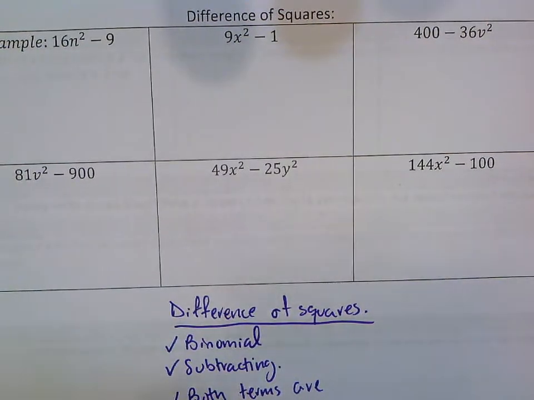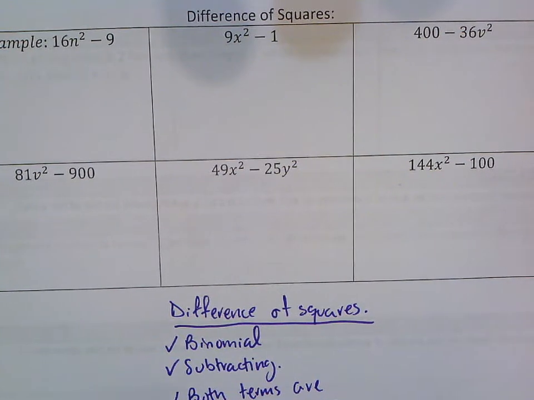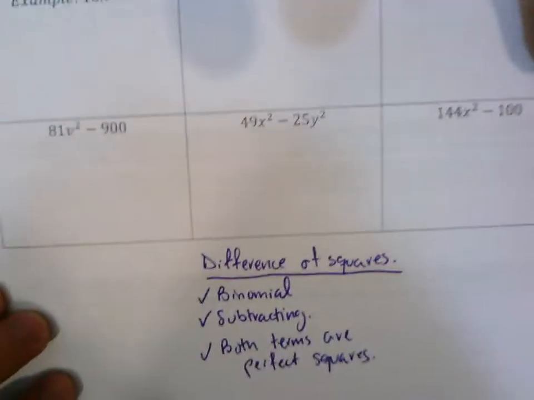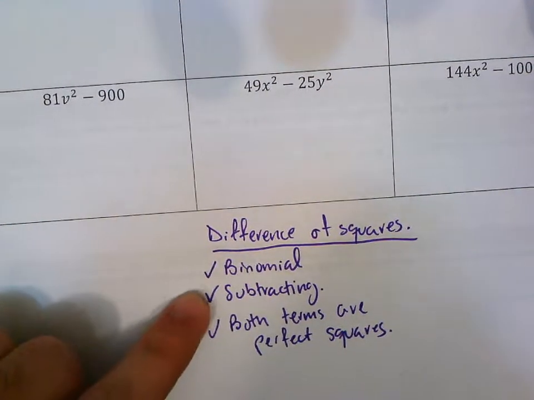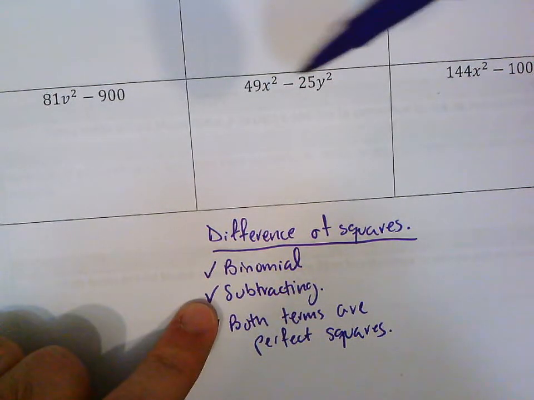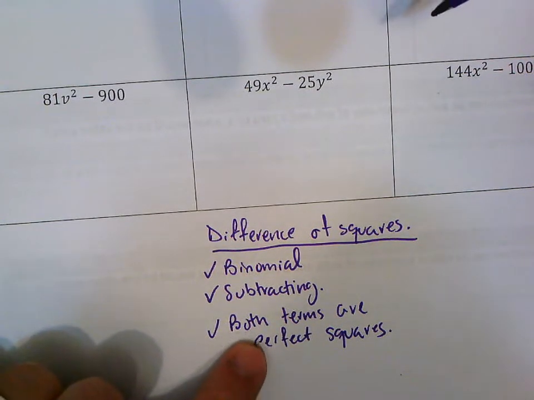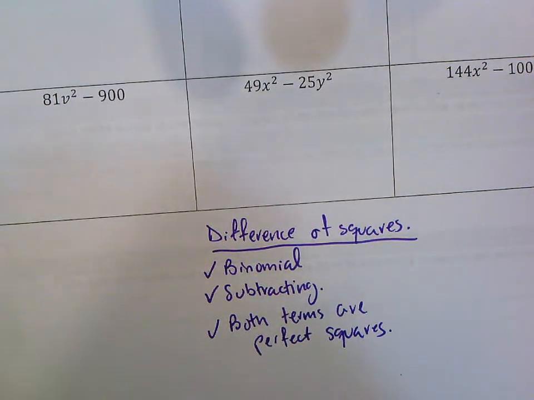So I gave you a list of 3 things that you need to check in order to make sure that you have a difference of squares. This doesn't work if you don't have a difference of squares. So the 3 things that you need to check for is that you have a binomial, that means 2 terms, that the binomial is subtracting. If it's adding, it's not going to work, and both terms are perfect squares. Both terms, that means that the first term and the last term are both perfect squares.